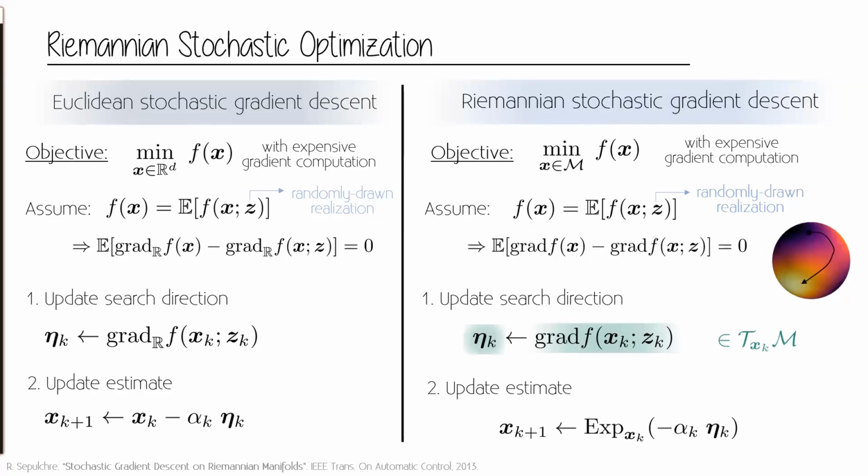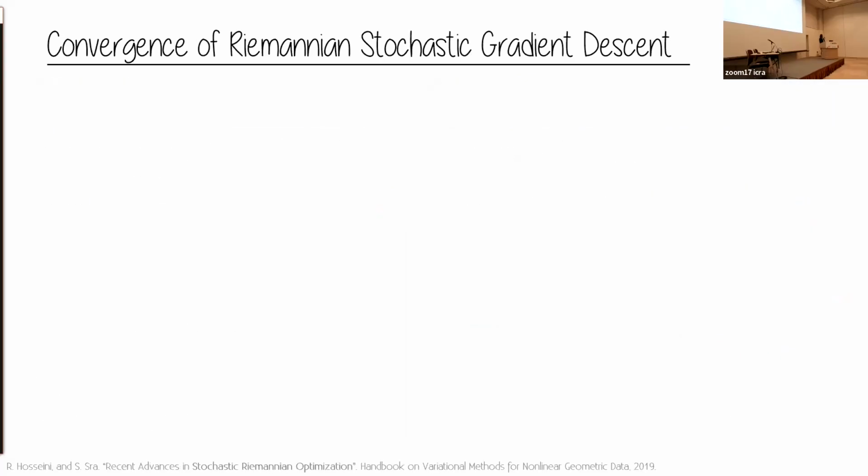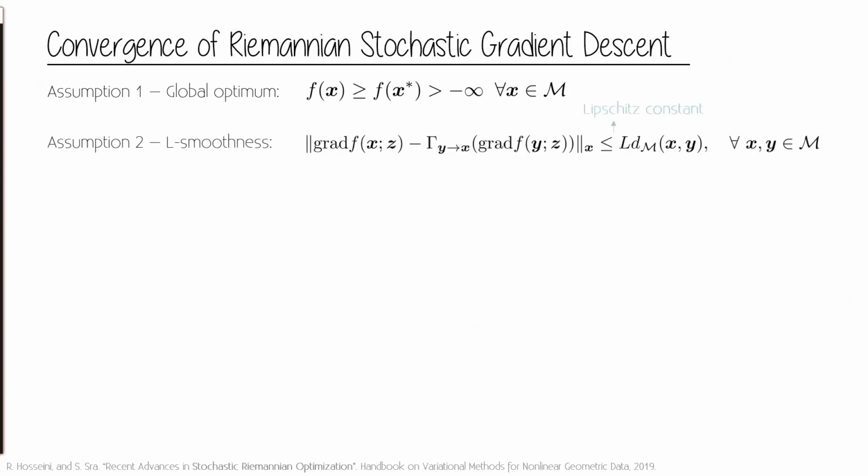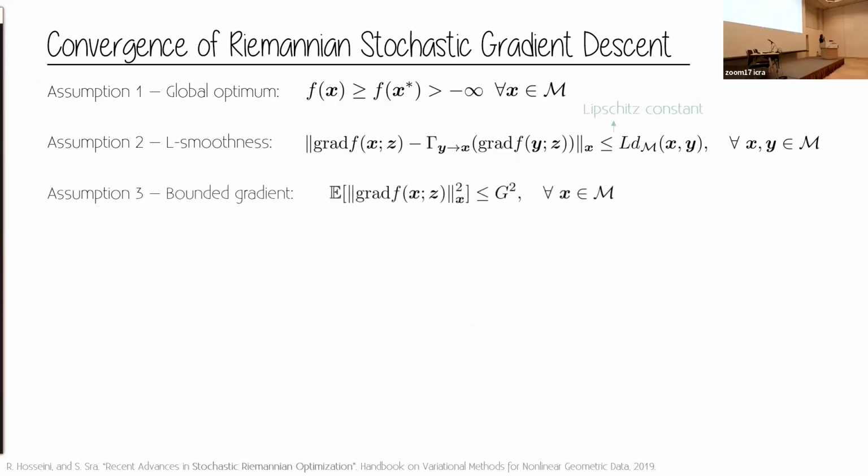Again, we can have a look at the convergence properties of this Riemannian stochastic gradient descent. Here we have, again, this assumption of having an optimum. We again have this assumption of having a smooth function, a Lipschitz smooth function. And we have an additional assumption that says that the gradient of any drawn realization is always bounded. The expectation of this gradient is bounded by a constant.